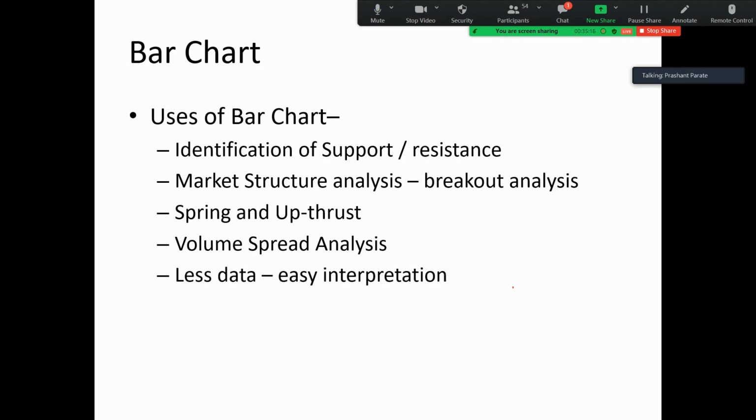Then, in the bar chart HLC, I am getting an echo. Hello. Yeah, now it is better.